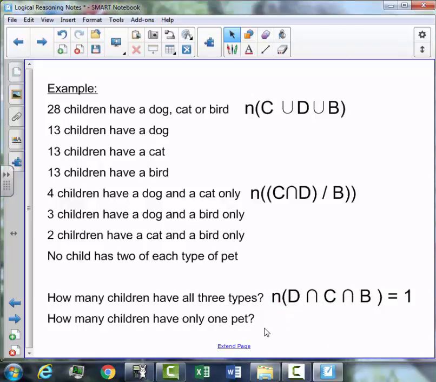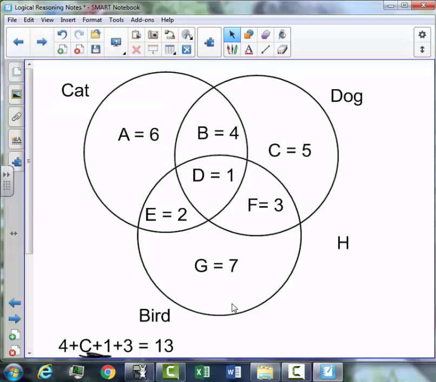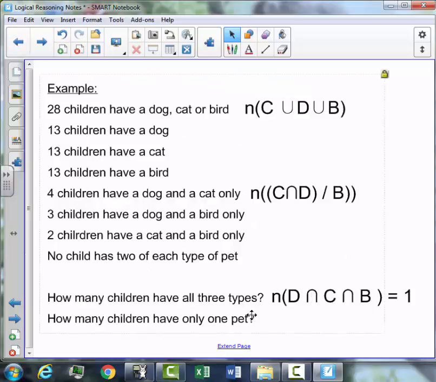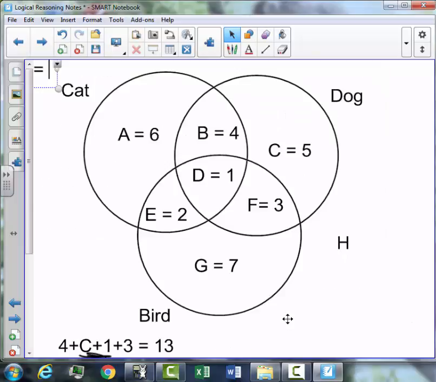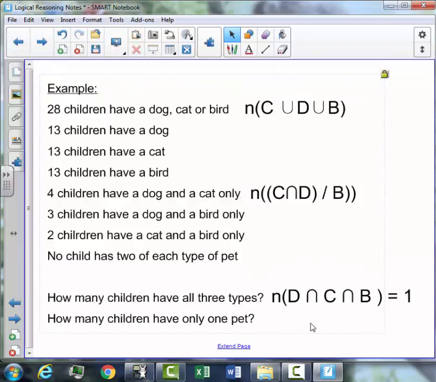Okay, and then if it asks how many children have only 1 pet, where would you only have 1 pet? I would say people who only have 1 pet would be like, say here, where you just have a cat, or here where you just have a dog, or here where you just have a bird. So that would be the 6 plus the 5 plus the 7. If you do the math for that, that's 18. So this right here, we're back on this slide here, you would say that it equals 18. But then the question would be, well, how do you notate it?